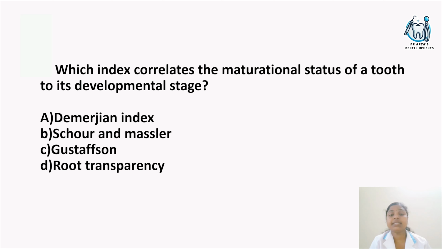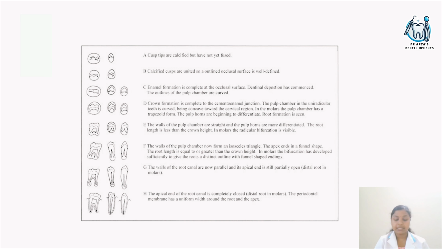Which index correlates the maturational status of a tooth to its developmental stage? Demirjian index, or Shore and Massler, Gustafson, or root transparency. This is Demirjian's method. It is one of the simplest, most practical and widely employed methods to predict age and maturation in children and adolescents, probably due to its detailed description and radiographic illustrations of tooth developmental stages, as well as its relative simplicity. It assesses mandibular left side teeth from the central incisor to the second molar. The third molar is excluded.